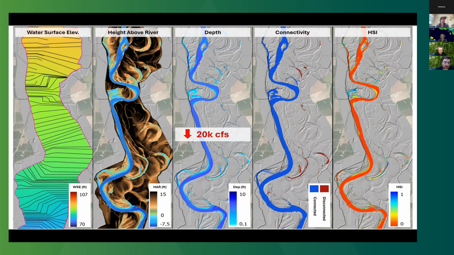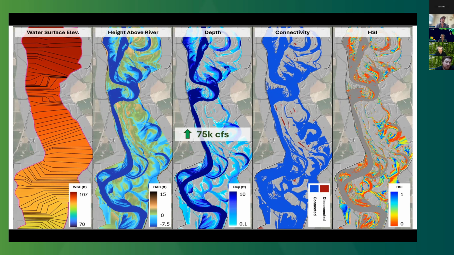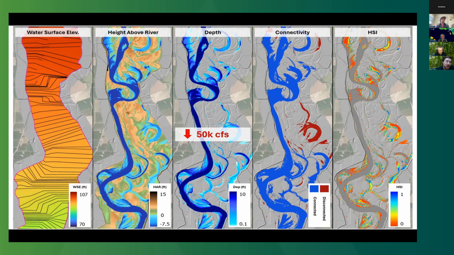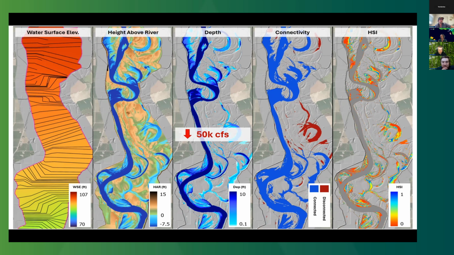So height above river, this is showing the height of the land surface above the water surface elevation. Anything in blue in this animation is showing areas that are below the river level. Anything in green is up to 5 feet above it, and the browns and blacks are 5, 10, 15 feet above the water surface elevation. So height above river gives you a sense at each flow of what could potentially inundate, but also how far away you are from being able to inundate if you're thinking about floodplain lowering as a potential strategy.